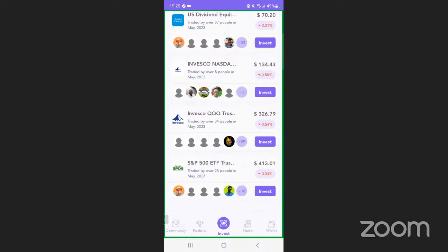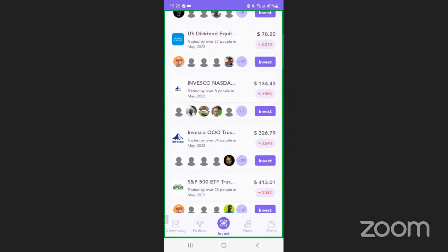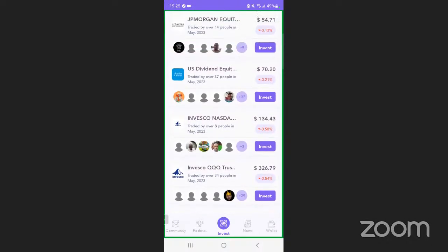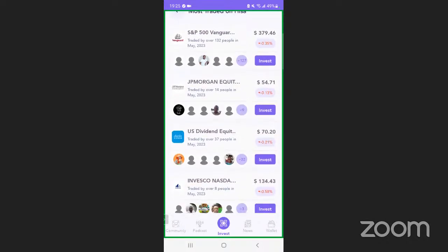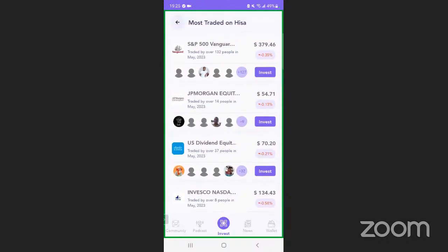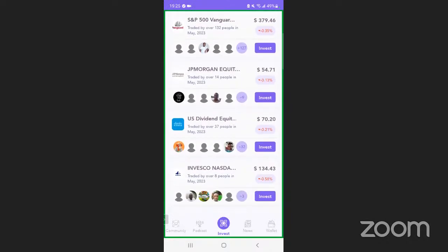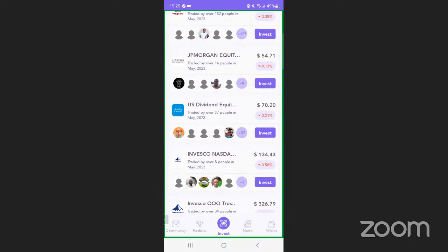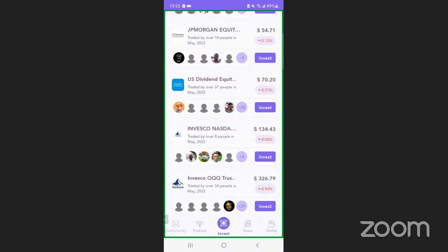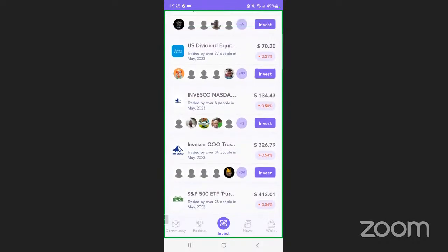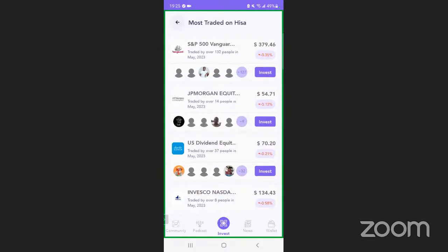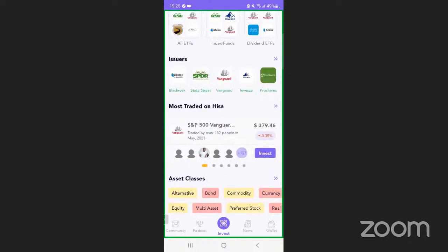And then you can see finally the S&P 500 ETF Trust. Same thing, tracking the 500 largest companies in the US. So with this, you're able to note down some of these ETFs, and then you can go and do your own research on the different ETFs. Why are people buying JP? Why are people buying the SCHD? Why are people buying QQM? Why are people buying QQQ? And why are people buying SPY? So that's the reason we have most traded on Hisa.